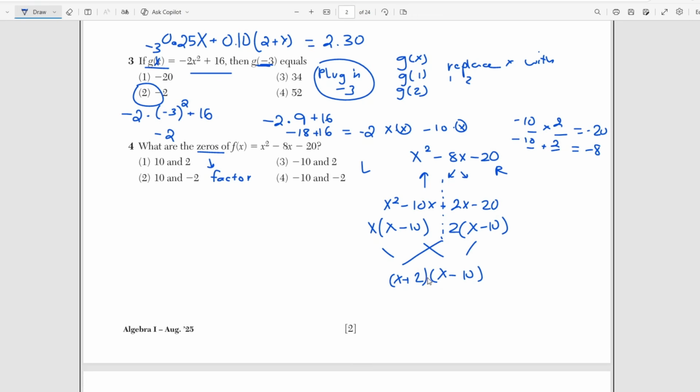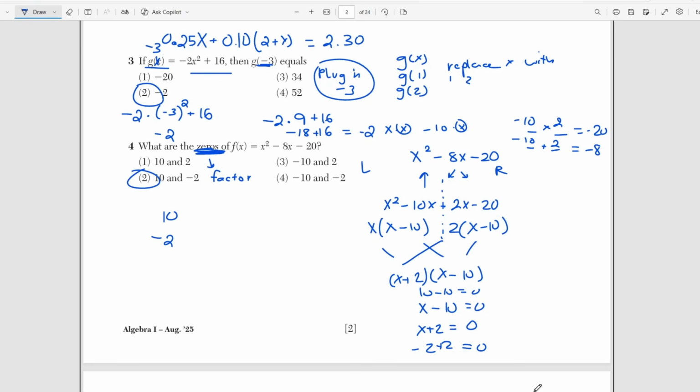Now finally, like I said at the start of this problem, I have to set both of these equal to 0. So x minus 10 is equal to 0, and x plus 2 is equal to 0. And whatever value of x makes both of these equal to 0, that's going to be the zeros. So in this case, 10 minus 10 is equal to 0, so 10 has to be a 0, and negative 2 plus 2 is equal to 0, so negative 2 has to be another 0. So that's going to be choice 2.